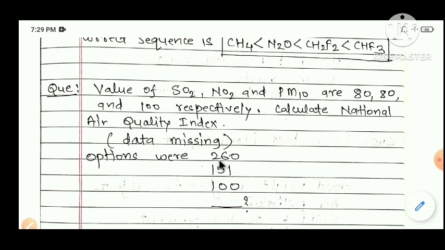Somewhat the option was like 260, 151 and 100, and the last option is also missing. So I cannot calculate this thing because of missing data.